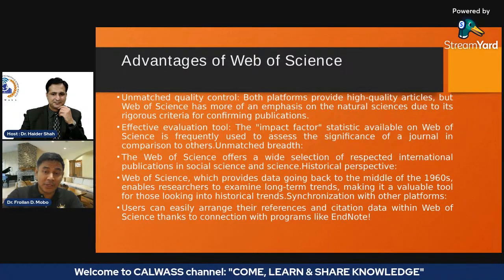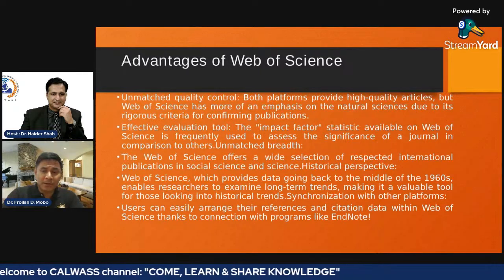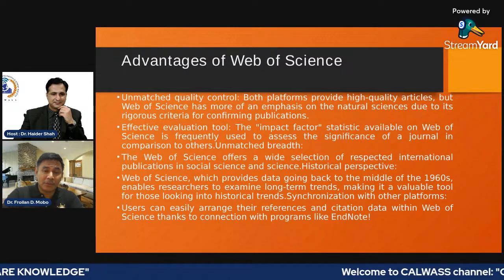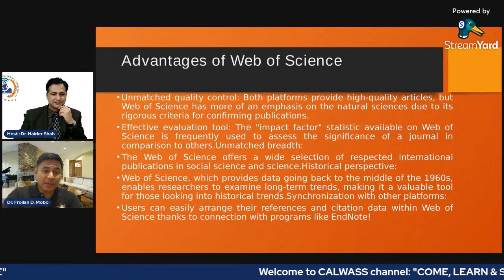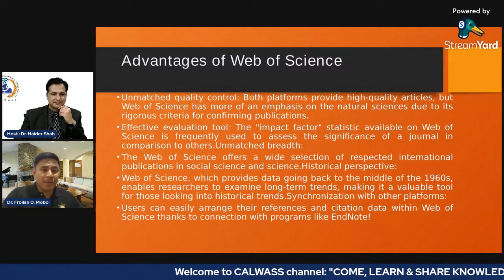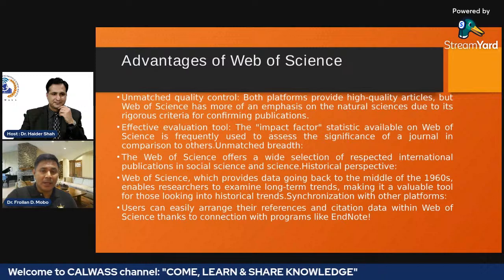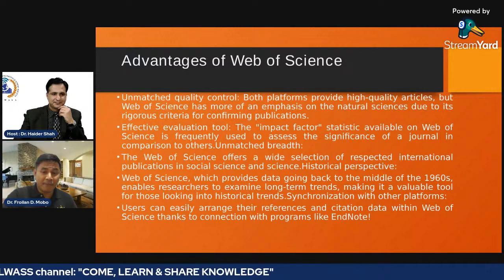When we use part of it, it's always available on the web, which we frequently use to assess the significance of a journal in comparison to others. Because right now, in terms of impact factor, there are a lot of factors which are really fake because they are only after the amount of money.